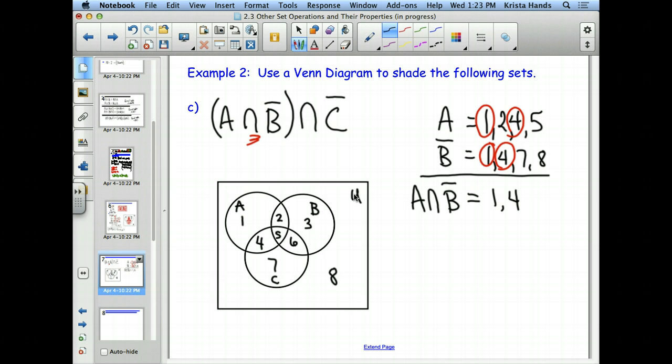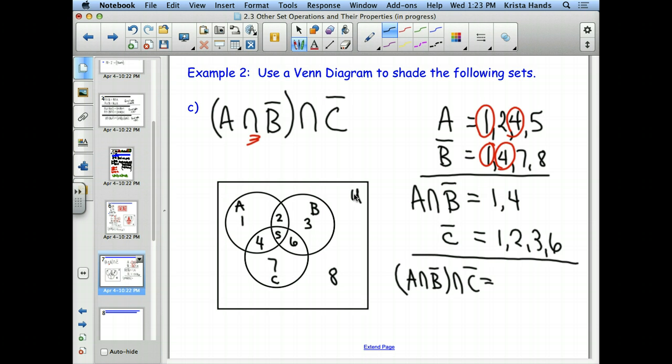We're half done. What else do I need to do? Find C complement. What is C complement going to be? 1, 2, 3, and 8. And I'm supposed to combine those with what operation? Intersection again, which means I'm looking for what they have in common, which is 1. So the answer to this question in a numerical form is the number 1. And the last thing to do then is to shade in region 1.